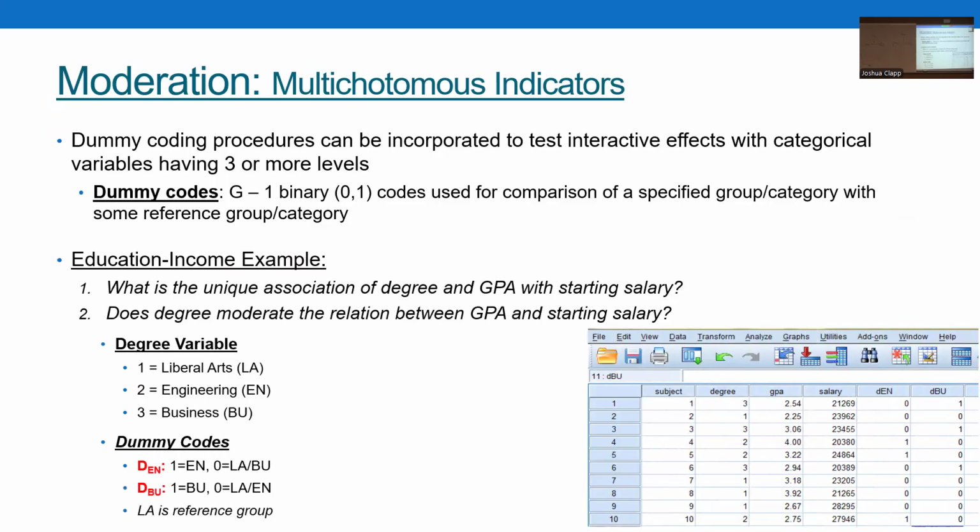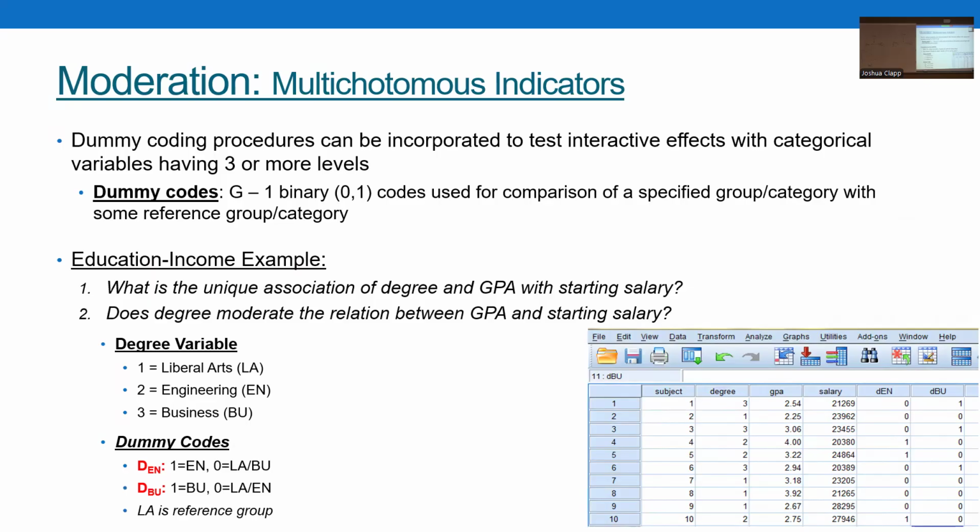So let's say I'm interested in the unique association of type of degree and GPA with starting salary, okay? And I want to know whether a degree moderates that relation between GPA and starting salary. I'm an education major looking at higher education stuff. Is GPA related to starting salary? And does that change across different types of degrees? Okay. So in my model here, here's my participant number, here's what degree they have, GPA and salary, okay?